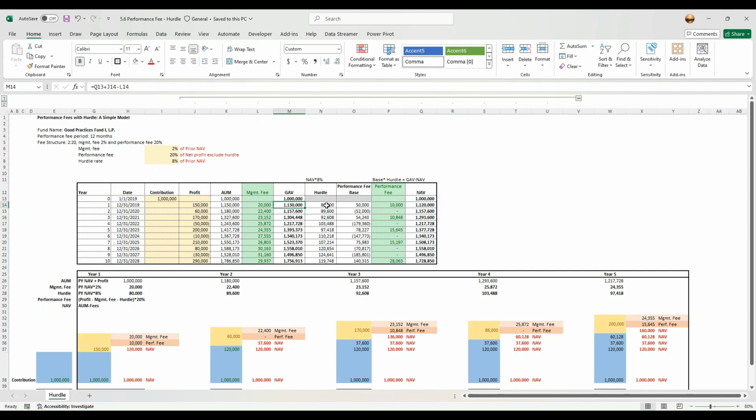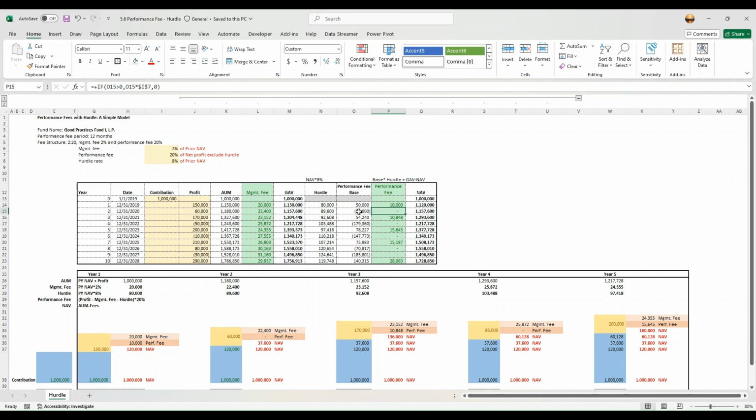After the management fee, we will have our gap here, and then we will have our hurdle. Our hurdle will be prior NAV times 8%. Now we're going to calculate our performance fee base. The performance fee base in this situation is that we need to make sure the profit is large enough to cover the management fee and the hurdle. If this number is positive, we're going to calculate the performance fee based on the 20% of the base. If this is a negative number, we're going to make it 0.